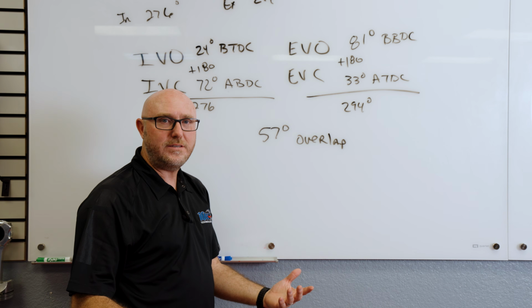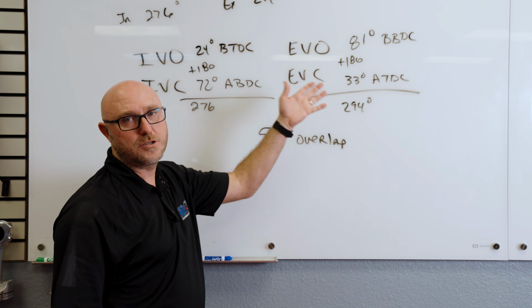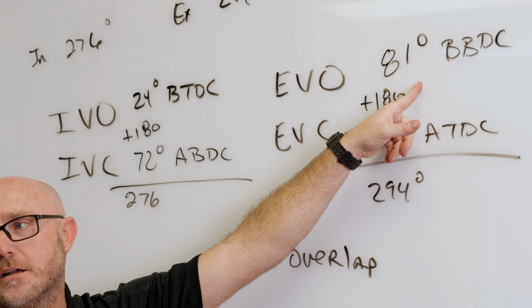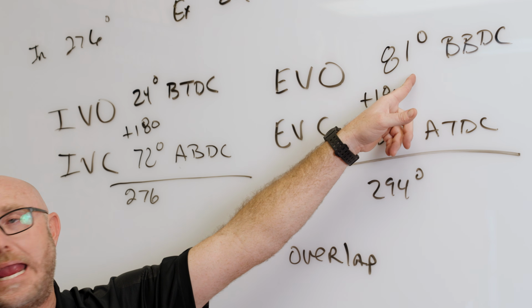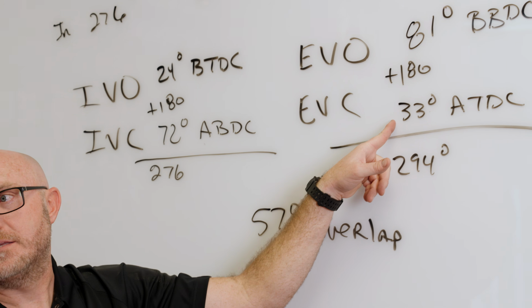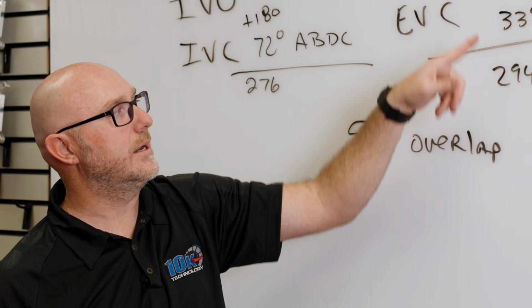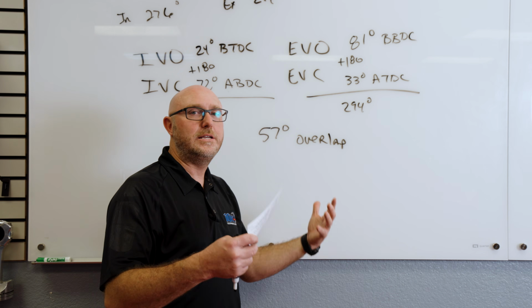Now, because this is a V8 and my lobes are all on the same camshaft, whatever I do to the intake happens over here to the exhaust as well. So here, my exhaust number would get bigger because I'm before bottom dead center. So that 2 degrees here makes this 83, and this closes more near to top dead center, so that would become 31. So 83, 31, and 180, I'd still have my 294, but now everything happens 2 degrees earlier.